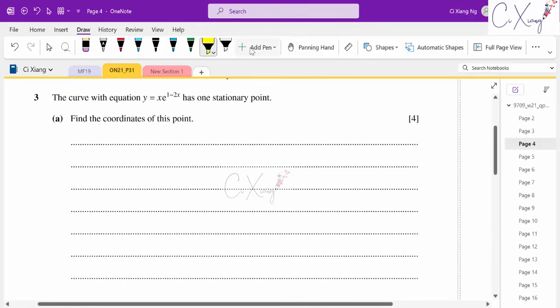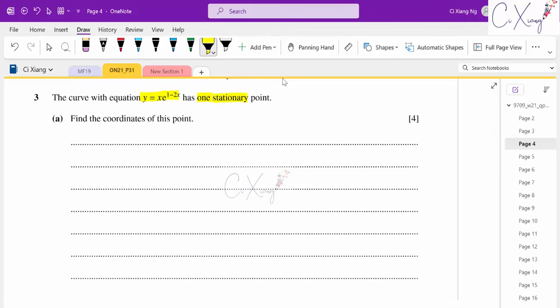Now we are at question number 3. We have a curve, and the equation is something like this. It has one stationary point. Highlight the keyword stationary point. When you see this, it means you definitely have to apply differentiation later when they want us to find the stationary point. They ask us to find the coordinates of this point. So the keyword stationary point tells you that you have to differentiate the equation to get the coordinates.